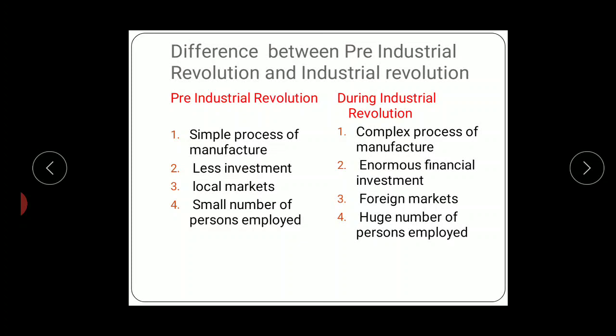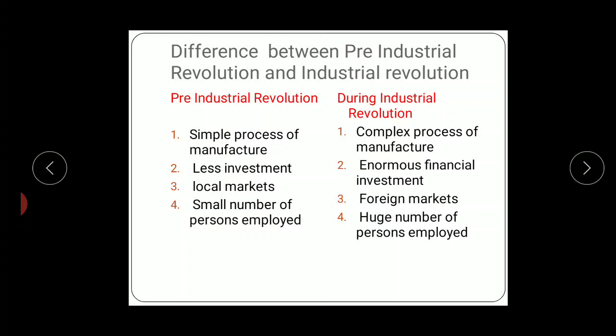Third, local markets were available. We are happy in our local markets. Whatever we are selling, we are getting the profits and we are very happy. But during the industrial revolution, nahi, hame foreign market mein jagah chahiye bhaiya. Foreign markets. Then, a small number of persons employed. But during the industrial revolution, a huge number of persons were employed, which I have already discussed. So these are the basic differences you need to understand between pre-industrial revolution and industrial revolution.